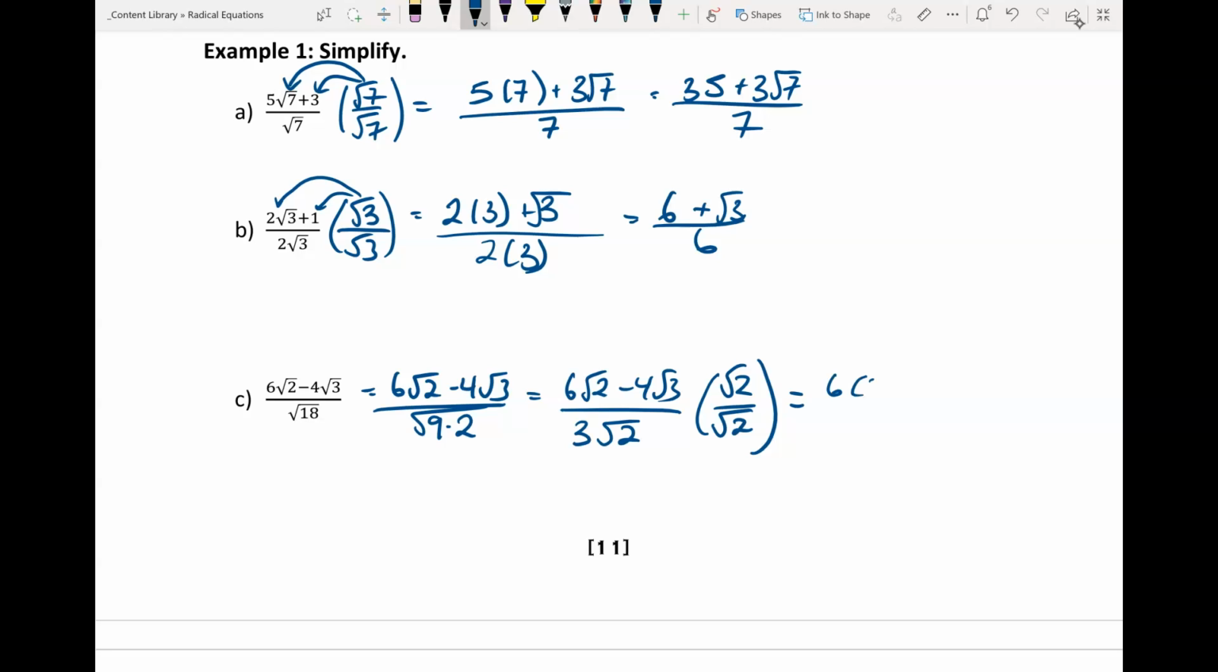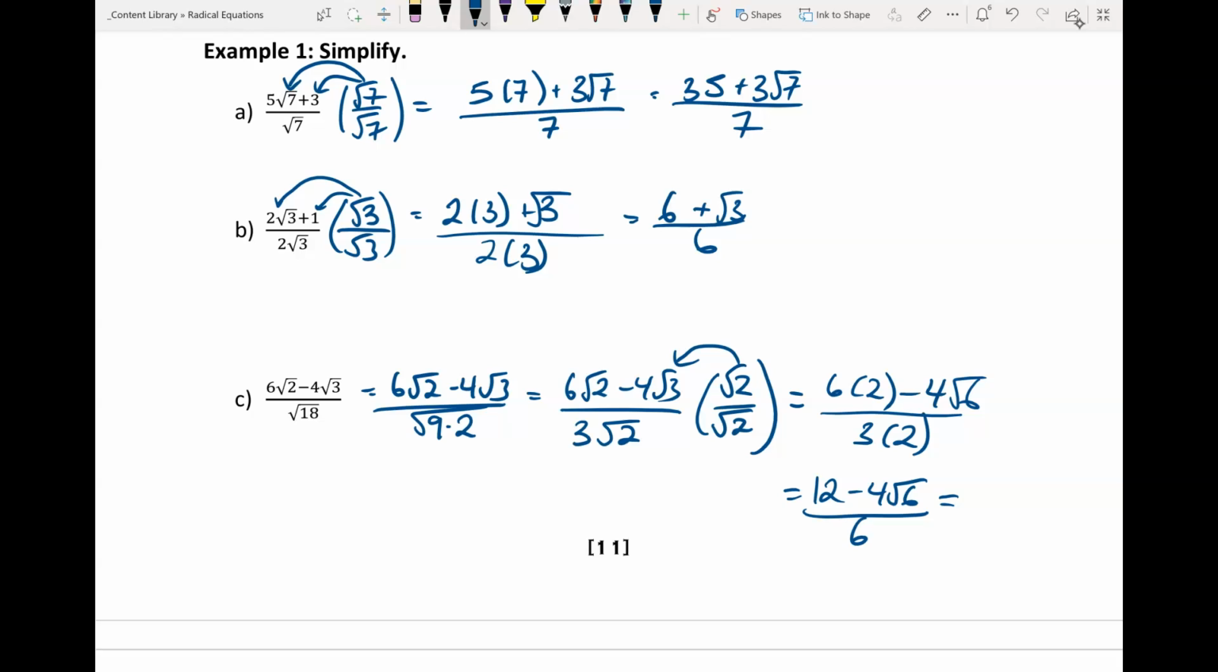So we got 6 times 2, and 4 times, and then remember it'd be root 2 times root 3, which is root 6. In our denominator, that's 3 times root 2 times root 2, which is 2. And then just simplify it. So we got 12 minus 4 root 6 over 6.